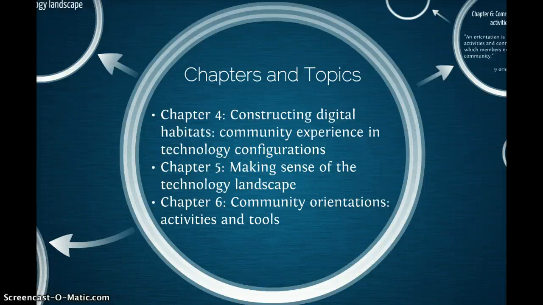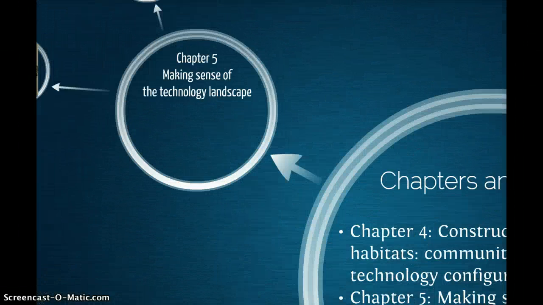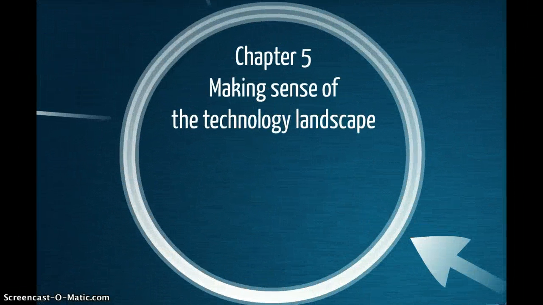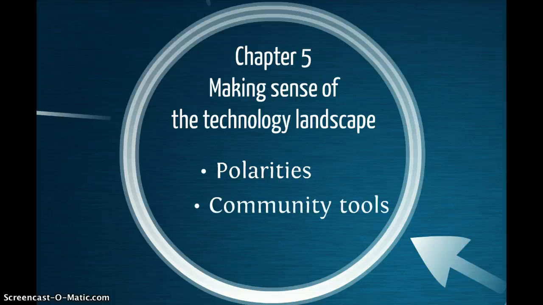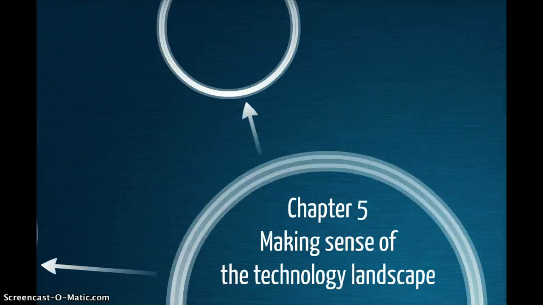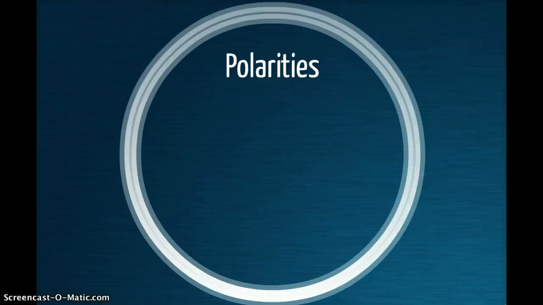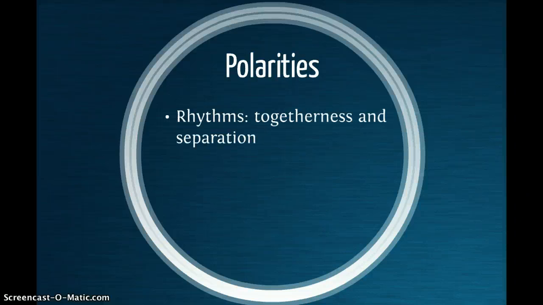This presentation will be on Digital Habitat, Chapter 5, Making Sense of the Technology Landscape. Chapter 5 focuses on two main topics in the technology landscape. The first is polarities, and the second is community tools. We'll start with polarities. There are three main polarities. The first, rhythms, togetherness, and separation.